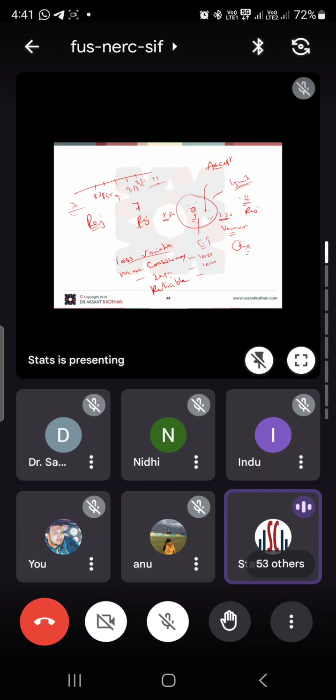And this is what the whole of statistics is. We accept the hypothesis, we reject the hypothesis based on this funda only. If variation is within the range, accept. Variation out of the range, reject. That's a simple funda.